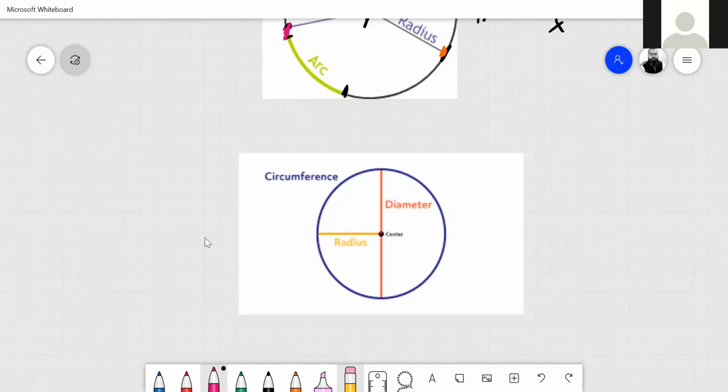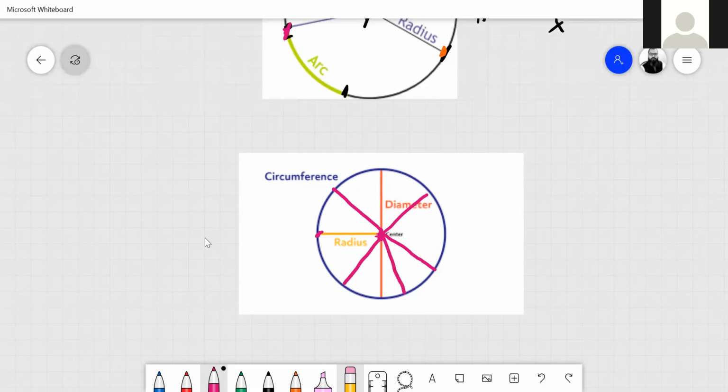Radius is the line which starts from the center and ends at the circumference, the boundary of the circle. This is called radius. Like this is radius. And for example, I start from here, so this will also be radius. This will also be radius. This will also be radius. And these all lines are equal.